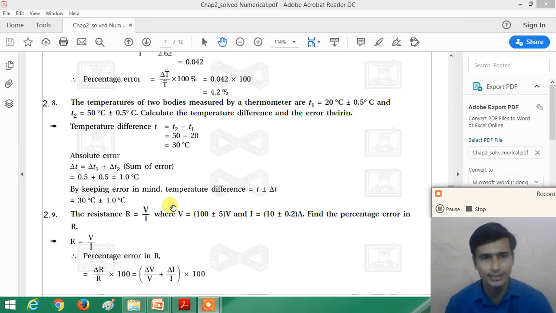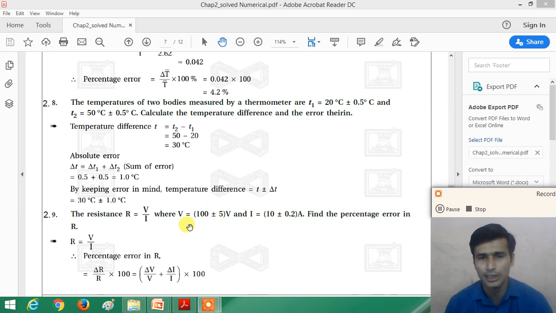So let us start with example number 2.9. Solved example 2.9 of the textbook. The resistance R is given by the formula V by I. You know, dear student, according to Ohm's law, the resistance of the conductor R is equal to V divided by I, where V is the potential difference given to you as 100 plus minus 5 volt and I is equal to 10 plus minus 0.2 ampere.